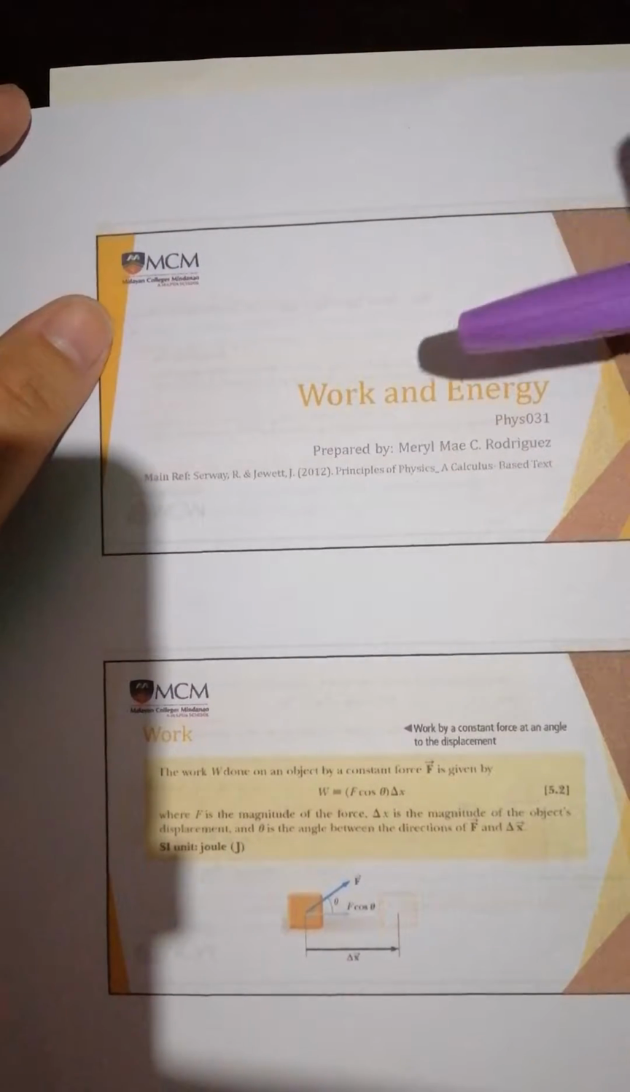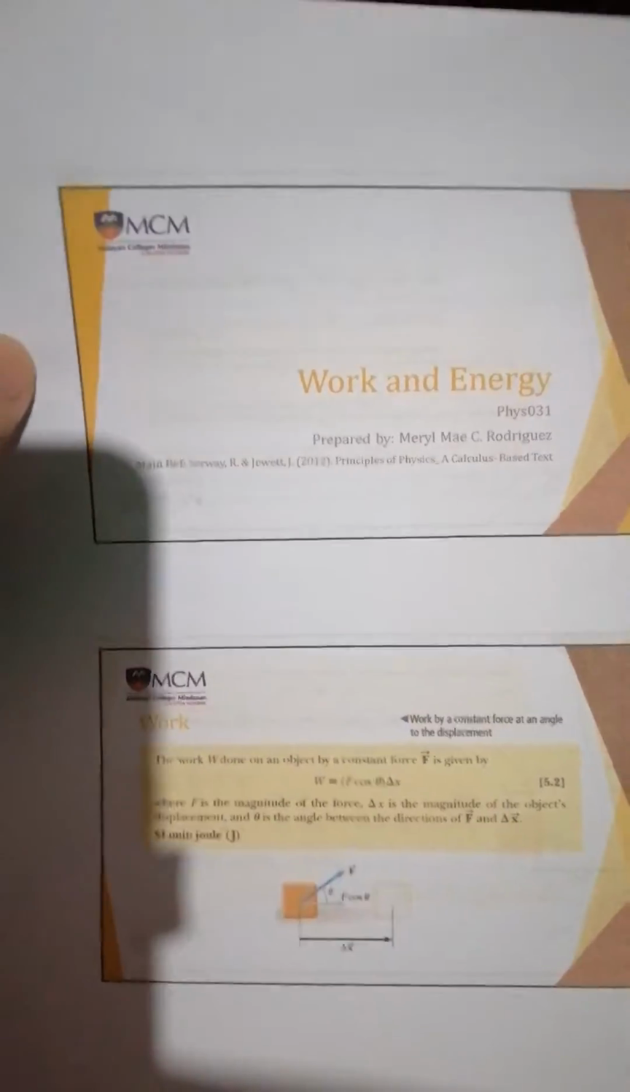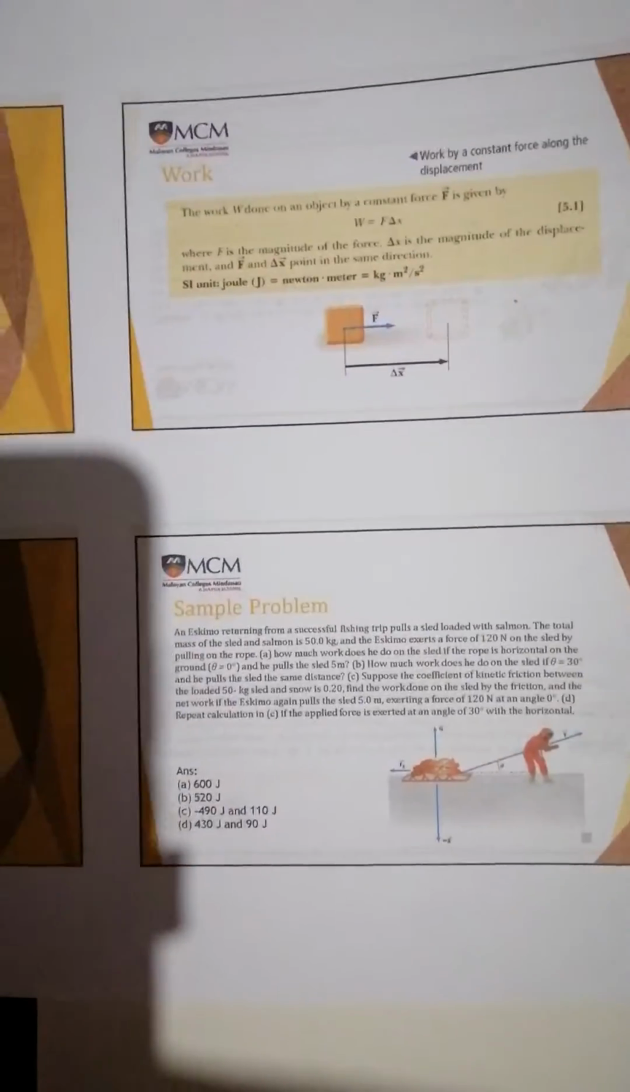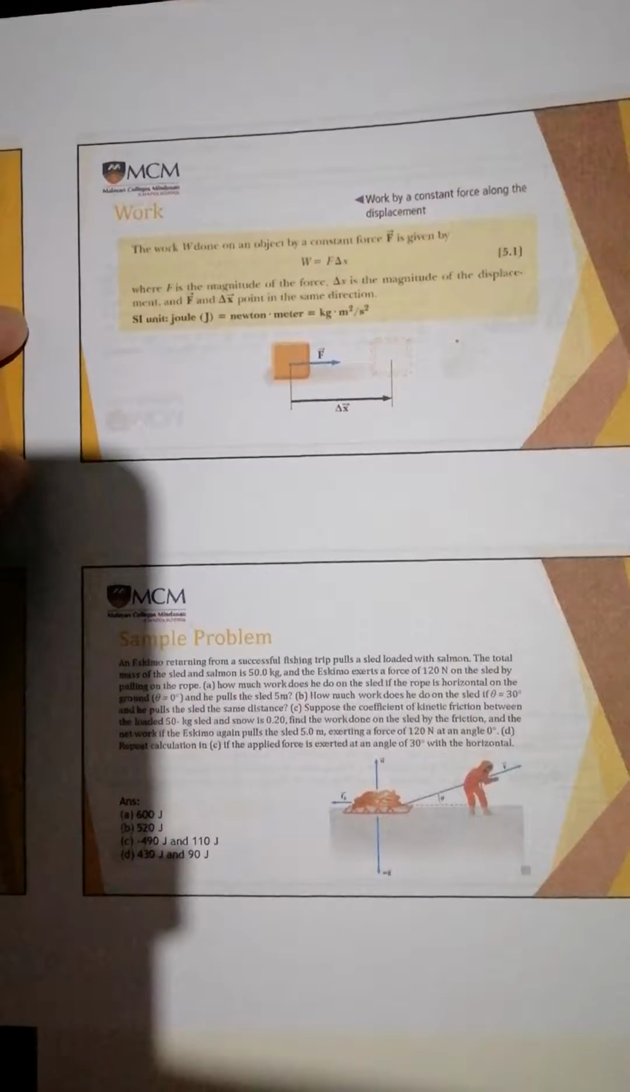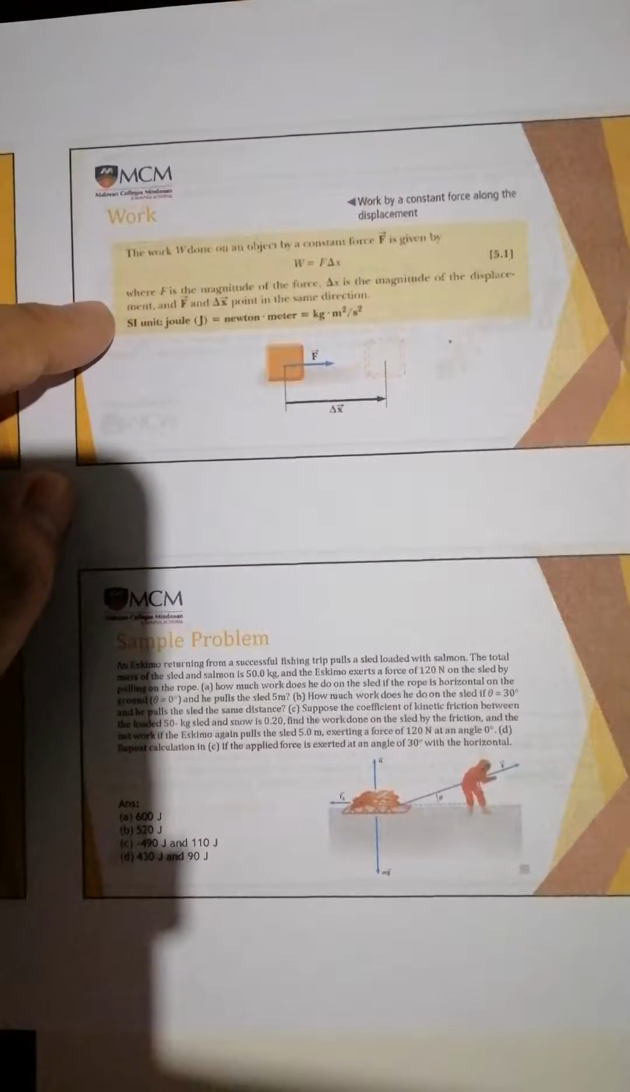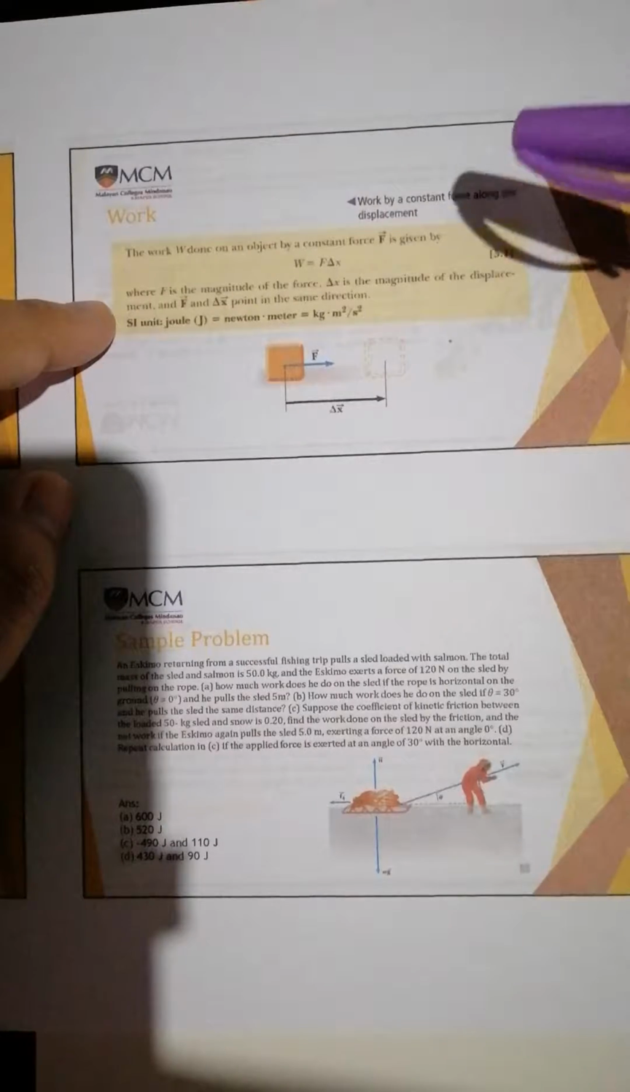We will now discuss work and energy. Okay, so let's define work. Work done on an object by a constant force is given by this equation.